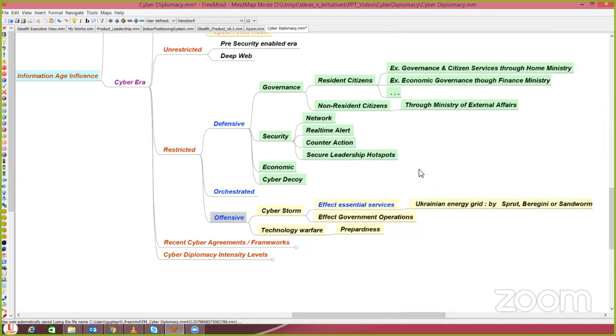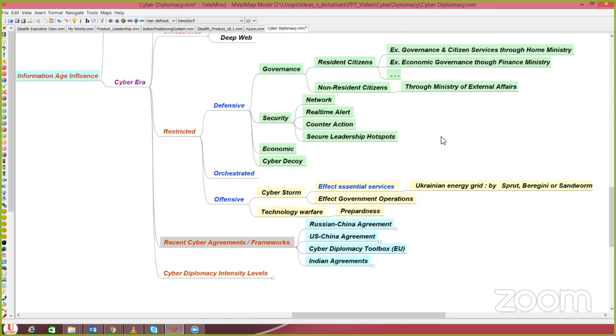Those interactions can also be offensive, and I have called out some of these offensive terms which I have seen, like cyberstorm. Basically it brings down all the essential services in any country, nation or organization, and affects the normal operations of government. This is again about technology warfare, and the key thing about technology warfare is to have good preparedness of all our equipment, all our networks, all our channels, right? Various countries and agencies have got into tie-ups with various other countries and parties, so that their interest in cyberspace is protected.